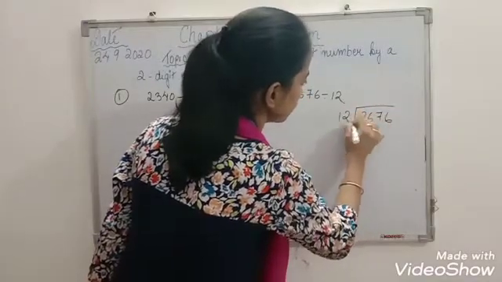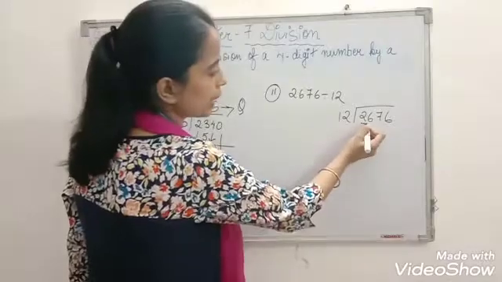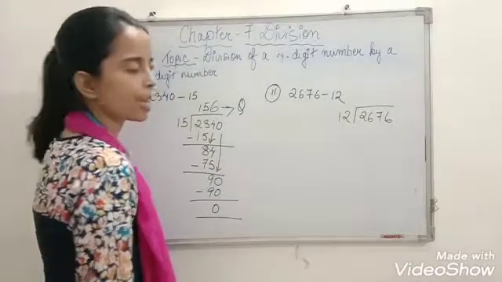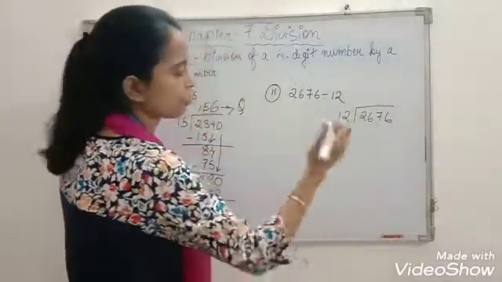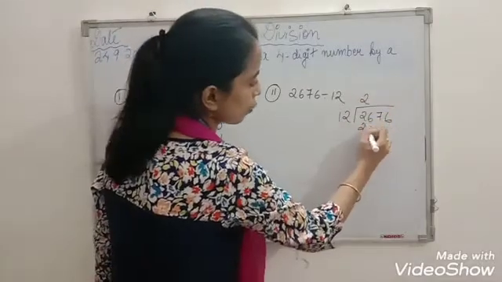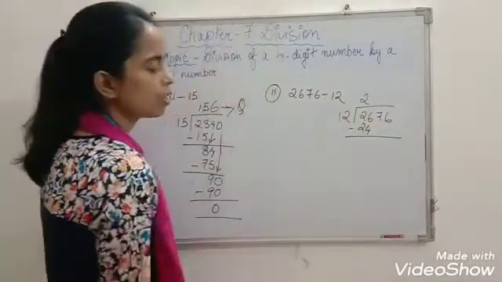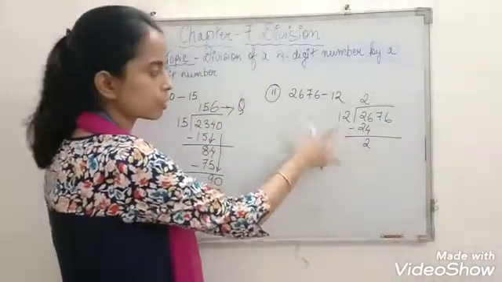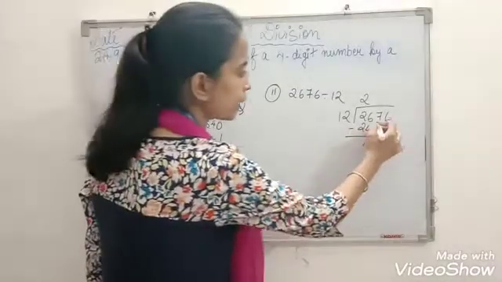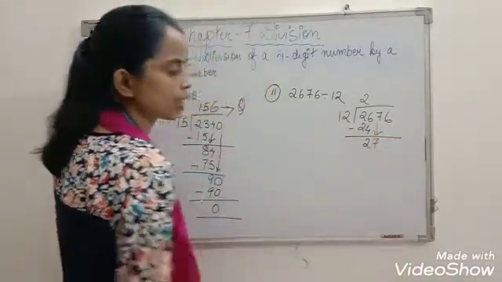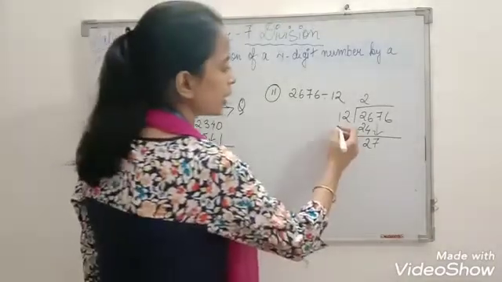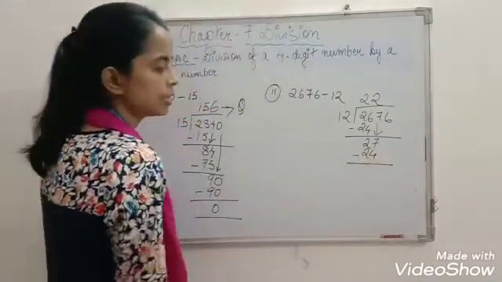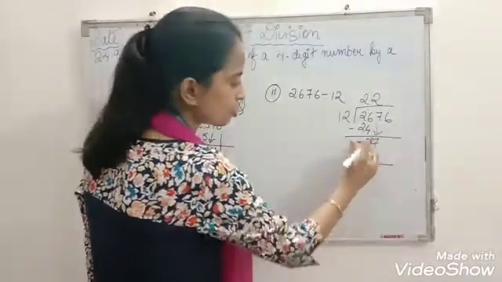Now come to the next one. 2676 divided by 12. Here you see, we cannot take 2 because 2 is smaller than 12. We take 6, we will consider 26. So 12 multiplication fact we have to find out. 12 into 2, 24. It is less than 26. Now subtract it. 6 minus 4, 2. Again 2 we cannot divide because 2 is smaller than 12. So we'll bring down the next number, 7. 27. Again we'll multiply 2 into 12, 24. This is less than 27. 7 minus 4, 3. 2 minus 2, 0.